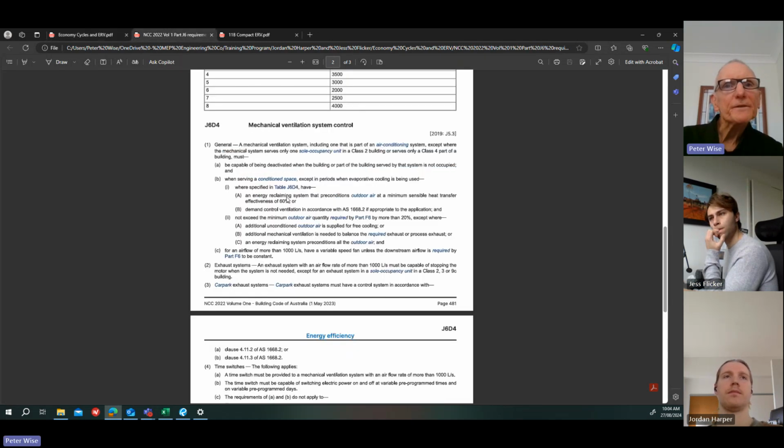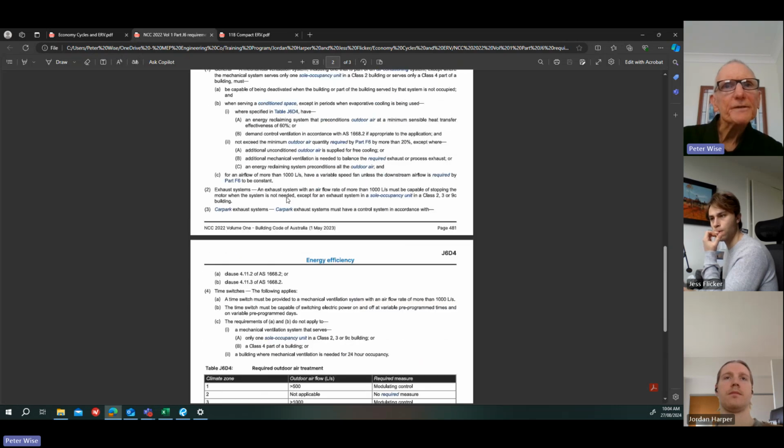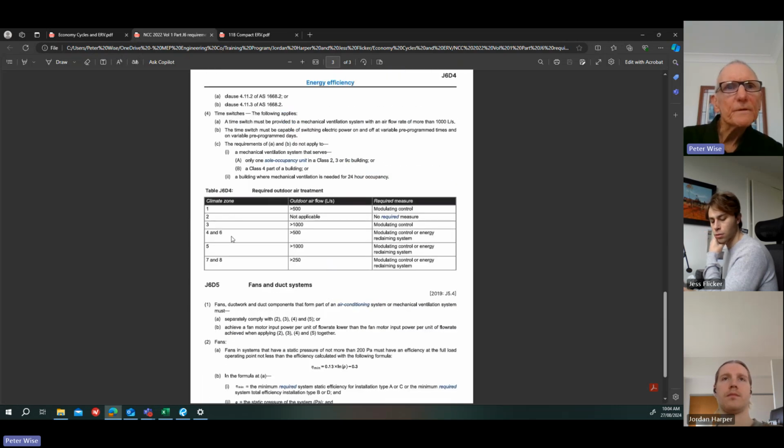Sorry. So just going back to this. That refers to that table, J6D4. So climate zone, outdoor air flow, required measure. Let's look at Melbourne. Climate zone 4 and 6. If the outside air flow rate is greater than 500 litres a second, we have to have either modulating control, which is demand control ventilation, CO2 control, for instance, or an energy reclaiming system. So you have to have it if your outside air flow rate is greater than 500.